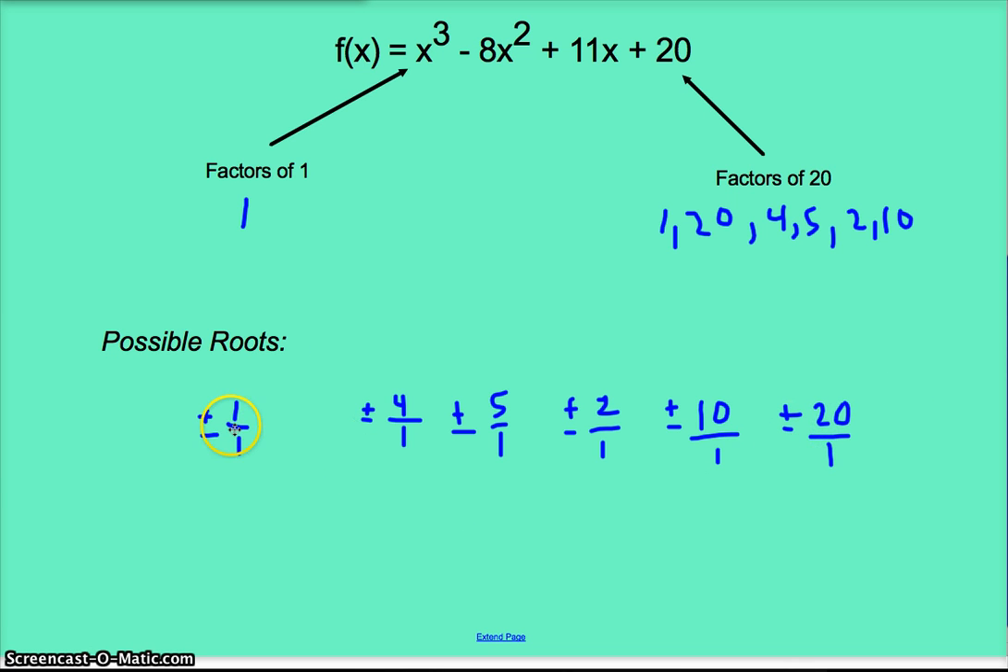So what this tells us is that the roots of this polynomial are either going to be positive 1, negative 1, positive 4, negative 4, positive 5, negative 5, positive 2, negative 2, positive 10 or negative 10, positive 20 or negative 20. So it's going to be one of those 12 numbers. The real roots are going to be within those, okay? So that's our first step. We want to be able to come up with these real roots. So let's do some practice problems together.